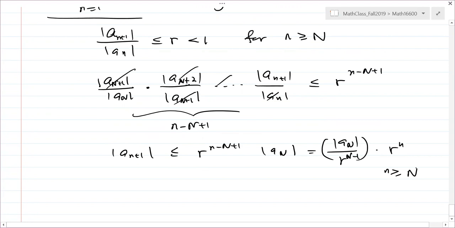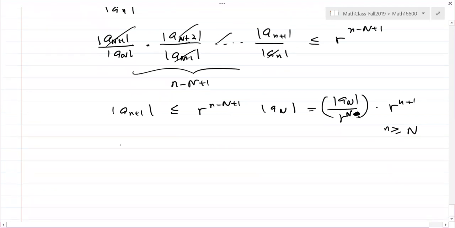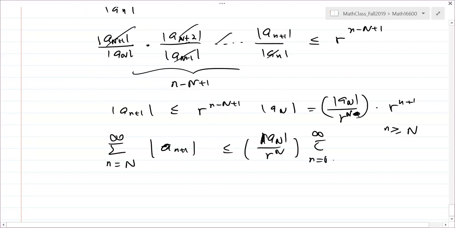Or you can write it like this. Yeah, okay? So it's interesting, right? And that is a geometric series, okay? And this is it, right? So if n starts from capital N to infinity, that is less than this. Clearly, it's finite. I'm just trying to explain why this is different.